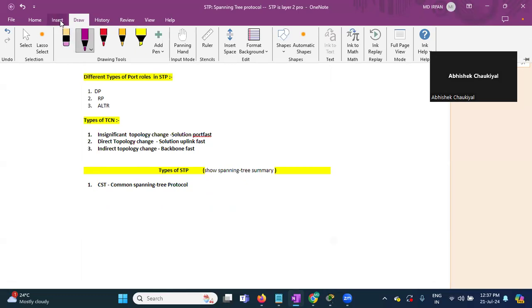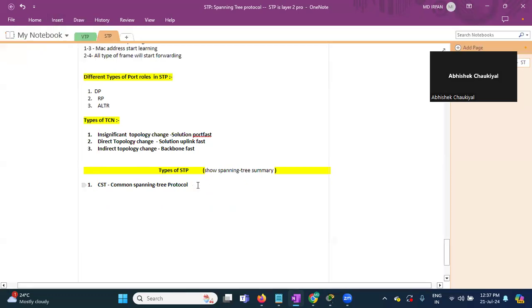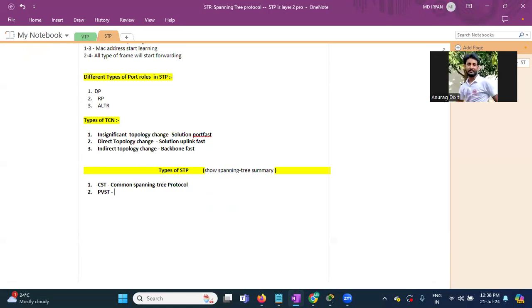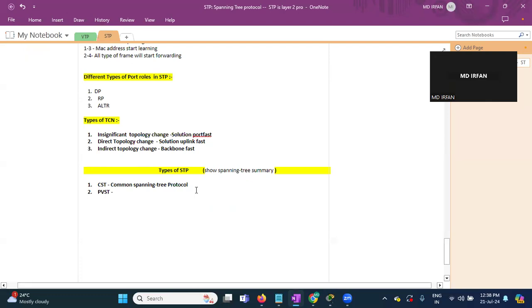So the simple difference is that CST will designate all the VLANs in one go, mentioning 1 to 10, meaning a single instance for all the VLANs. PVST means Per VLAN Spanning Tree, meaning each VLAN has its own single instance.